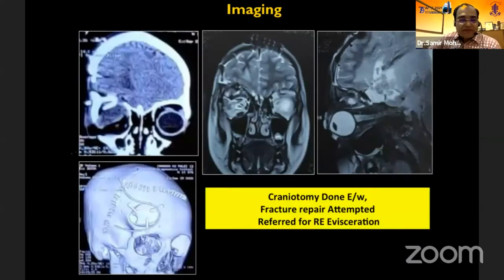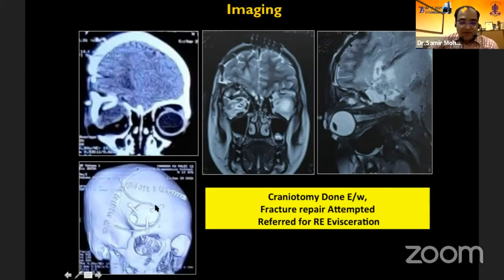Now, this was a scan, so you can see there was a bony defect on the skull over here, a bony defect of the roof, and there was a bone fragment lying in the orbit, and there was a collection of fluid in the superior orbit that was pushing the globe out, causing exposure keratopathy. And this is what the MRI scan shows. There was a discontinuity in the roof, and the meninges appeared to have plugged into the defect and were quite adherent to the orbital tissues.